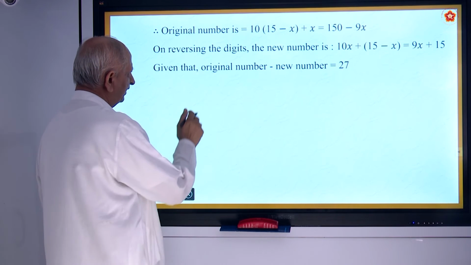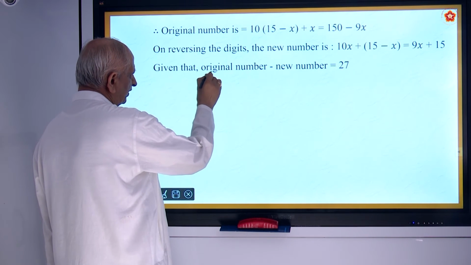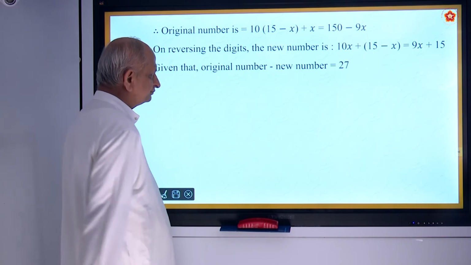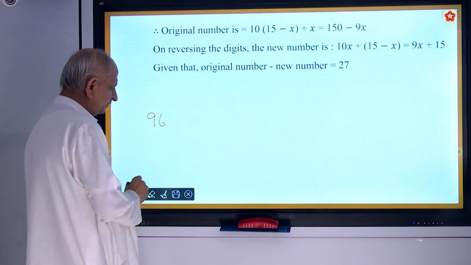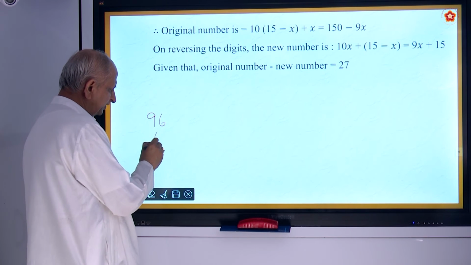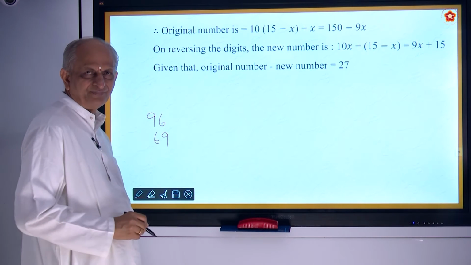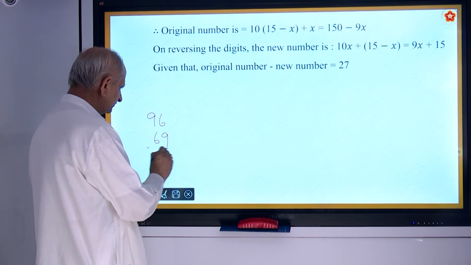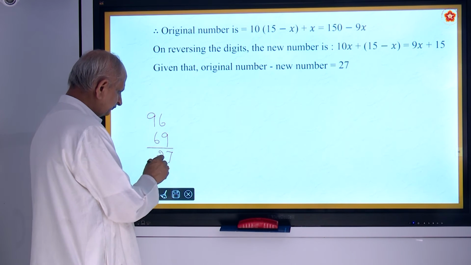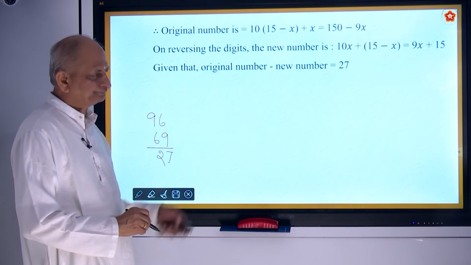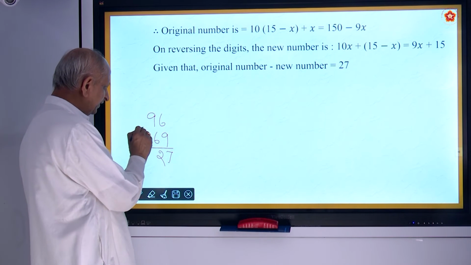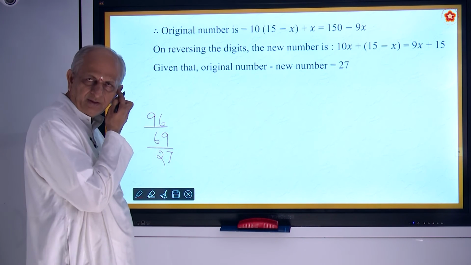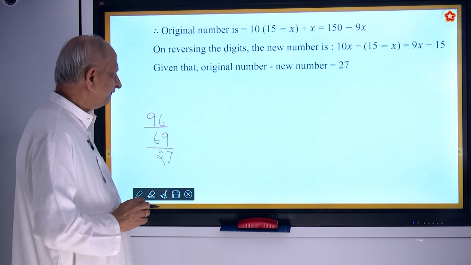Now we say the original number minus the new number. On reversing, suppose the number is 96, on reversing it becomes 69. So the difference, how much? They say 27. So on reversing, the number which was 96 became 69, meaning there is a difference of 27.